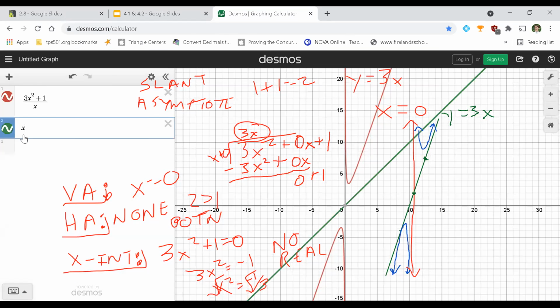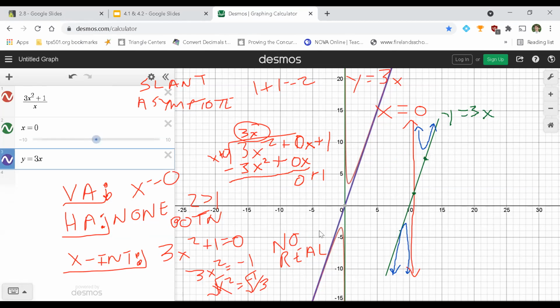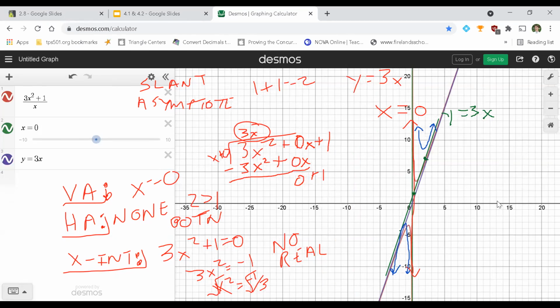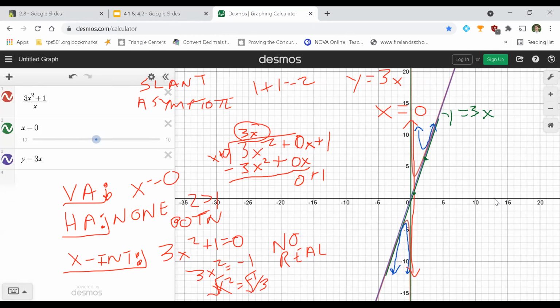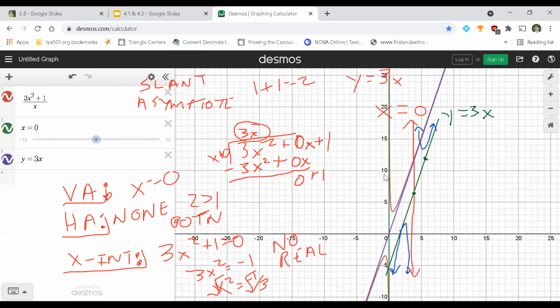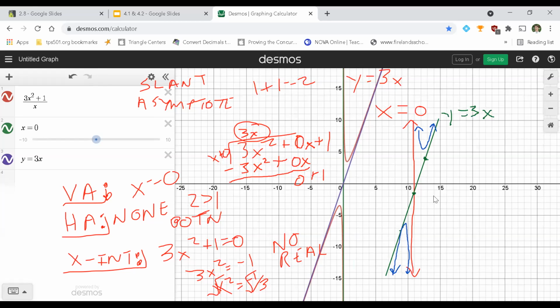And if you do type in x equals 0 and y equals 3x, you can see. Look at how well I did that freehand. Shut the front door. Look at that. Isn't that good? I'm so talented.